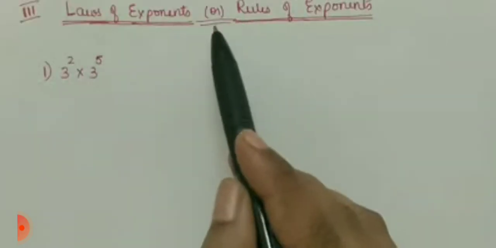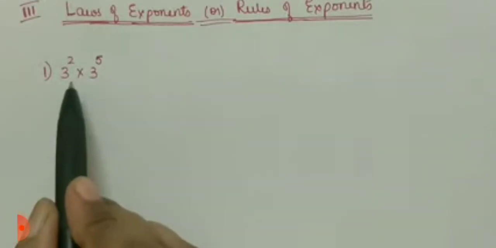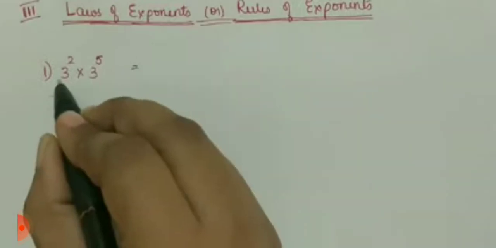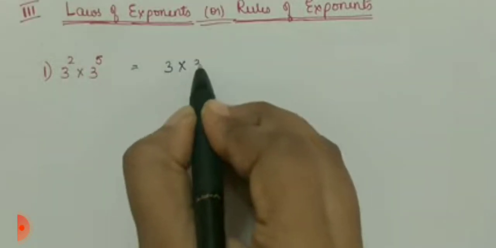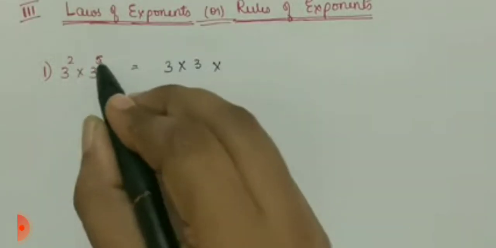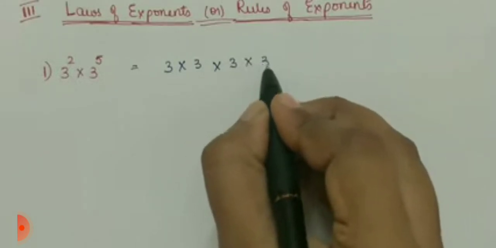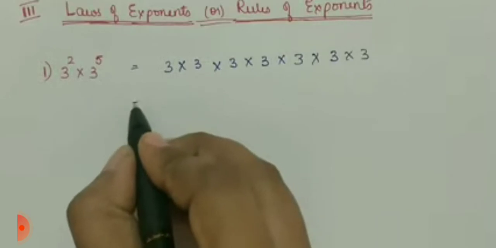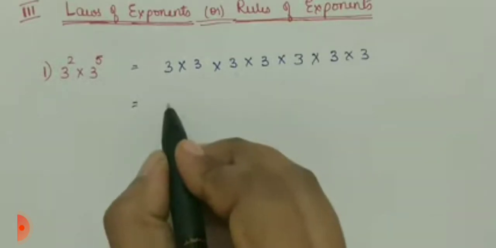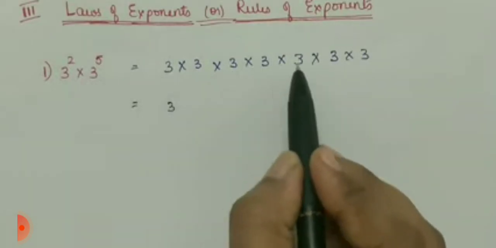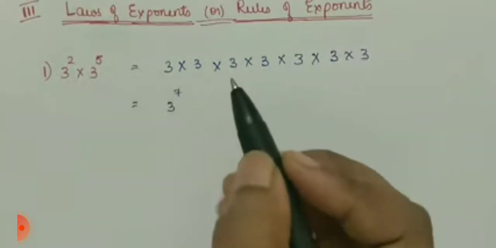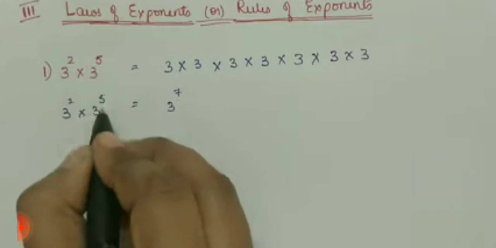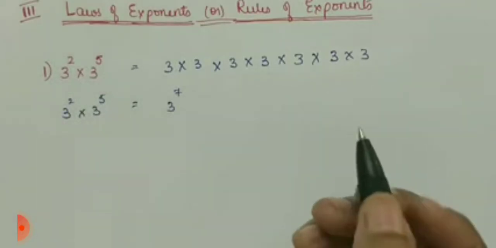Laws of exponents, or rules of exponents. First one: 3 to the power 2 into 3 to the power 5 can be written as 3 to the power 2, 3 into 3, into 3 to the power 5, 3 into 3 into 3 into 3 into 3. In exponential form, we can write it as 3 to the power 1, 2, 3, 4, 5, 6, 7 times. Therefore, 3 square into 3 to the power 5 equals 3 to the power 7.